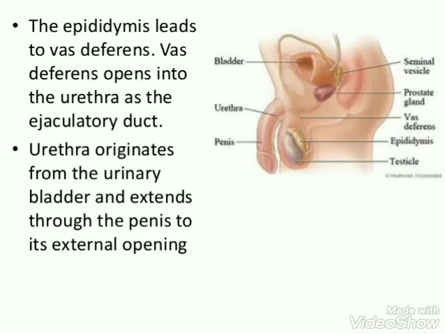The duct from the seminal vesicle and vas deferens together form the ejaculatory duct. They pass through the prostate gland and join the urethra. They carry the secretion of the seminal vesicle and sperm from the testes to the outside through the urethra. The urethra originates from the urinary bladder and extends through the penis to its external opening called the urethral meatus. It carries urine from the bladder and sperm from the vas deferens through the penis.